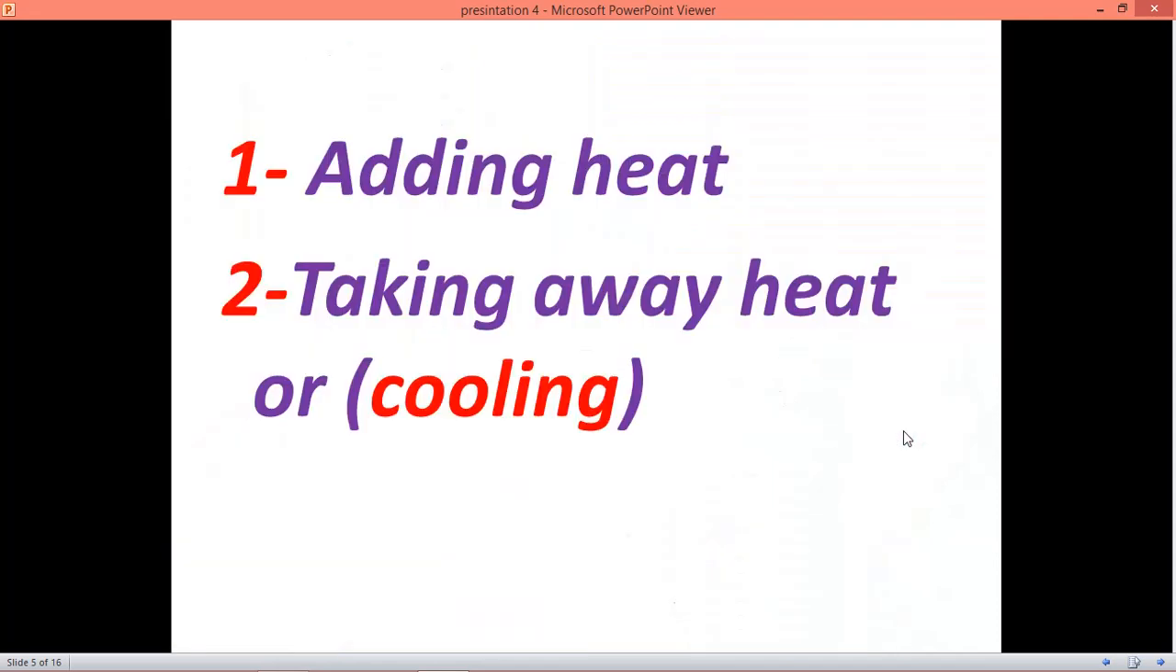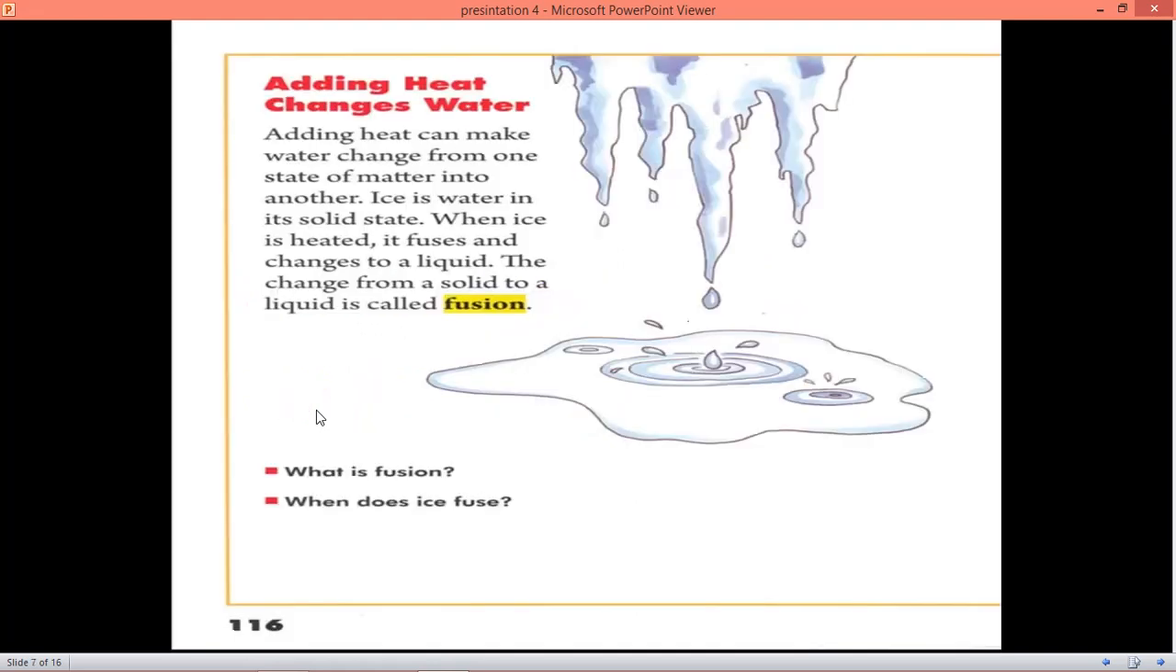For changing water from one state of matter into another, we have two ways. Number one, adding heat. Number two, taking away heat, or we can say cooling. Now I'm going to explain the first one, which is adding heat changes water. As a result of adding heat, we have two conditions: number one, fusion, number two, evaporation.